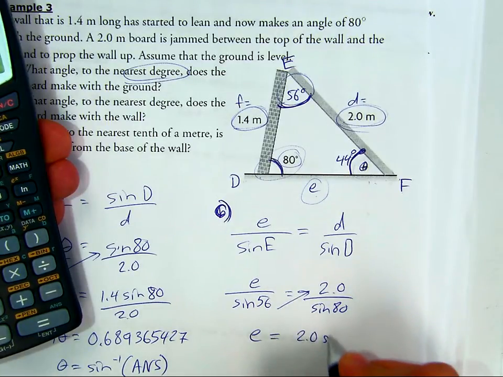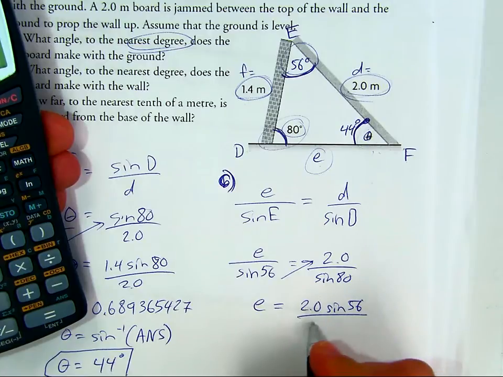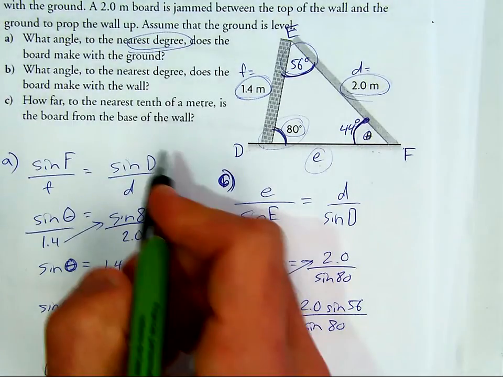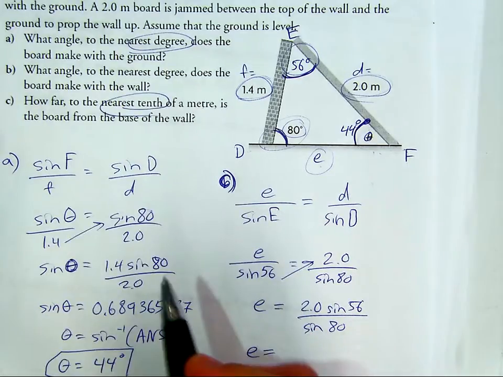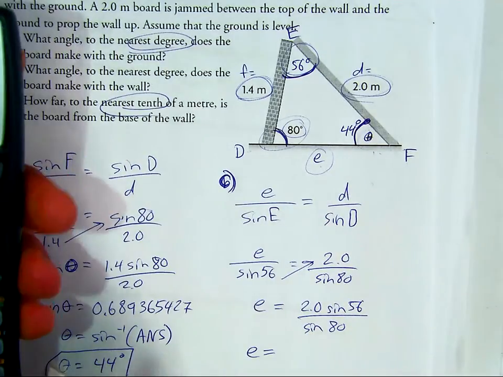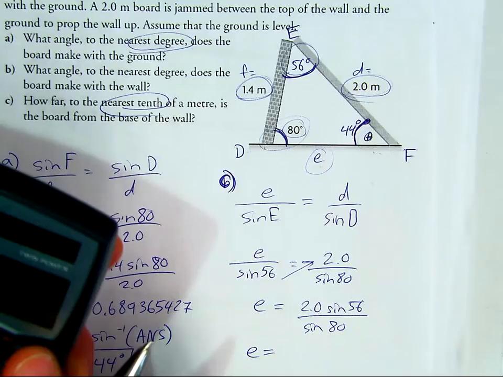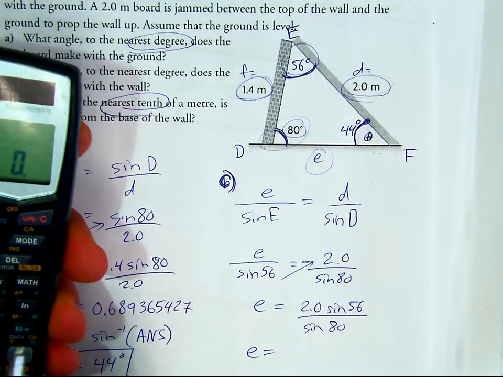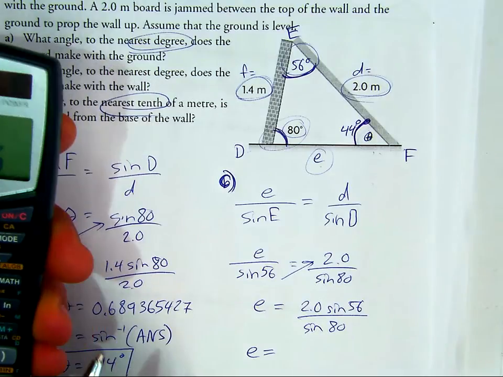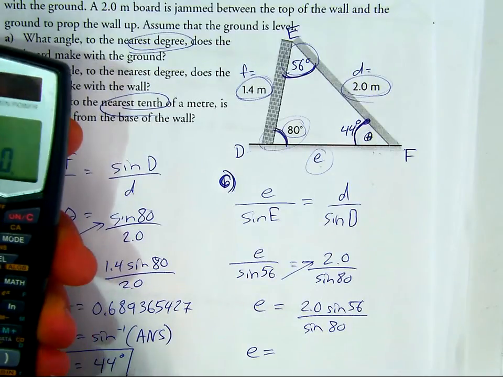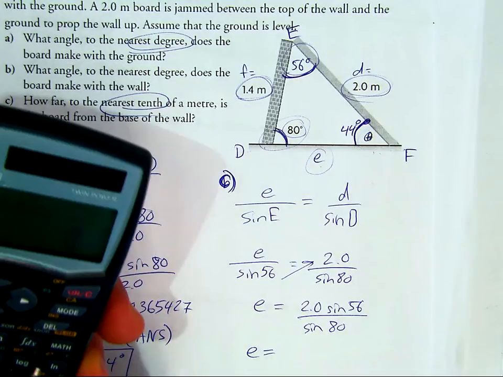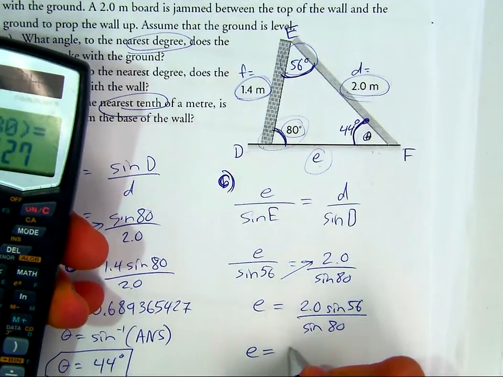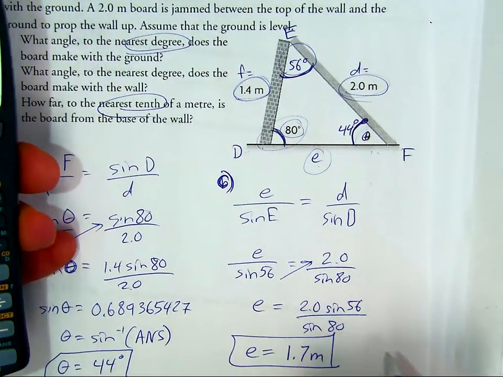So I'm going to get 2.0 sine of 56 and then divide that by sine of 80. And I get 1.7 meters when I round to the nearest tenth. So make sure you know how to use your calculator, that it's in degrees, okay? And make sure you know how to plug these in. Know how to use a calculator number 1 and a calculator number 2.